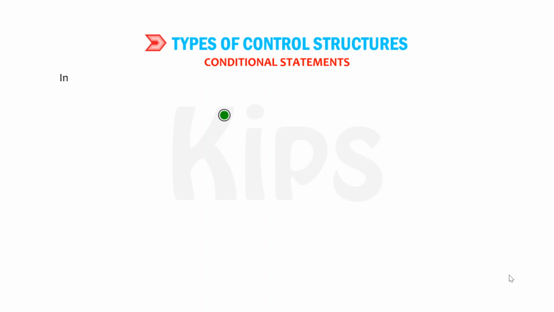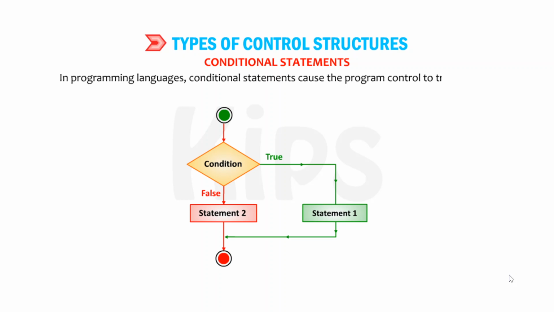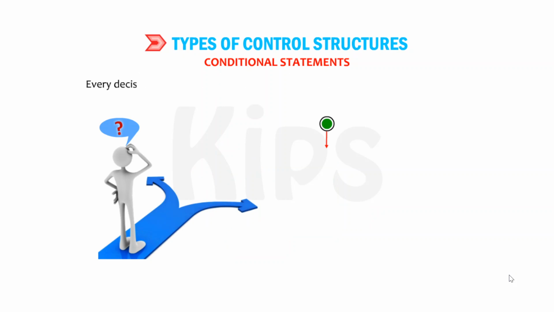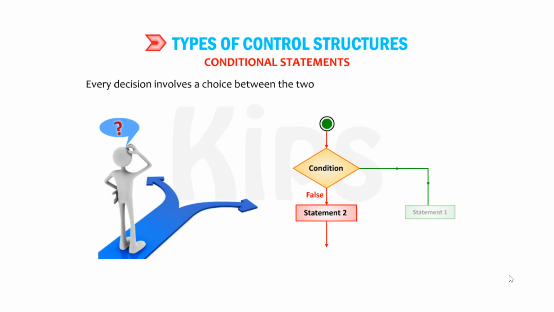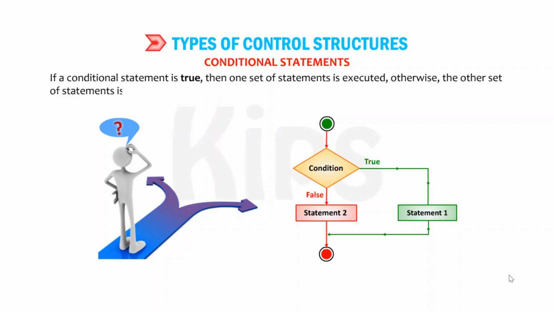Conditional statements. In programming languages, conditional statements cause the program control to transfer to a specific location depending on the outcome of the conditional expression. Every decision involves a choice between the two alternatives, yes and no result. If a conditional statement is true, then one set of statements is executed, otherwise the other set of statements is executed.